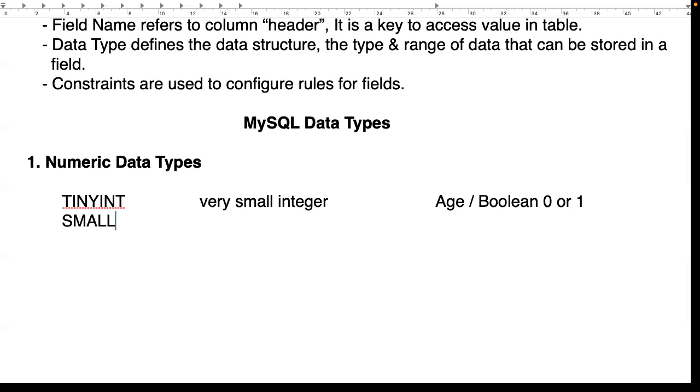We have small int, a small integer. Usually we use this for details like day number, year number, like this, etc. This is just an example. That means a small integer number, a 2-digit number, 3-digit number, 4-digit number, like that, a small integer.